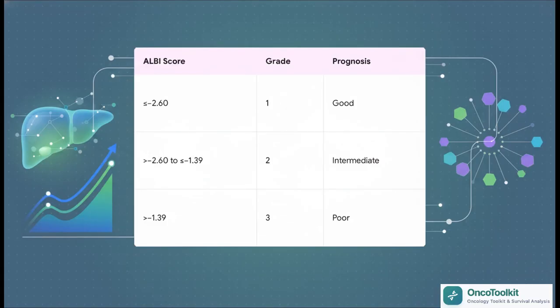And just look at this table. This shows you how clinically useful it is. The ALBI score sorts patients into three really distinct prognostic groups. If you've got a score of -2.60 or less, that's grade 1, good prognosis. Between -2.60 and -1.39, that's grade 2, intermediate. And anything greater than -1.39 is grade 3, which signals a poor prognosis. These are actionable, data-driven grades you can actually use.